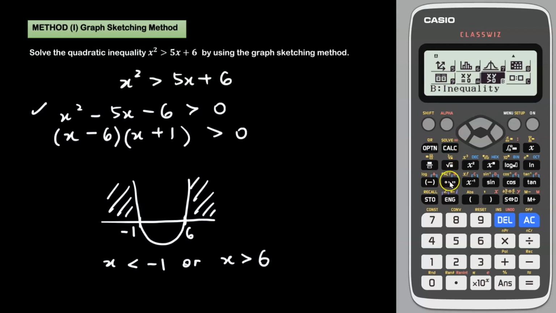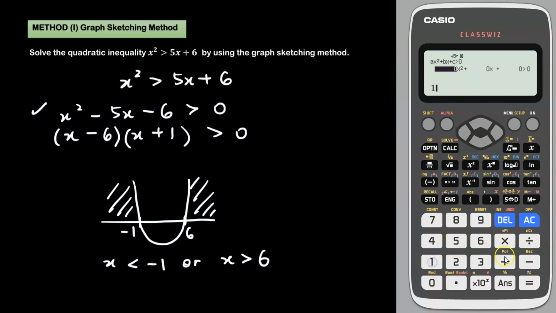So there's a B here. Okay, press that button. And then polynomial degree is 2. Okay, then we refer to the second step, which is x squared minus 5x minus 6 more than 0. So because more than 0, we're going to choose option 1. Okay, press 1. Now we're going to key in all the values of A, B, and C.